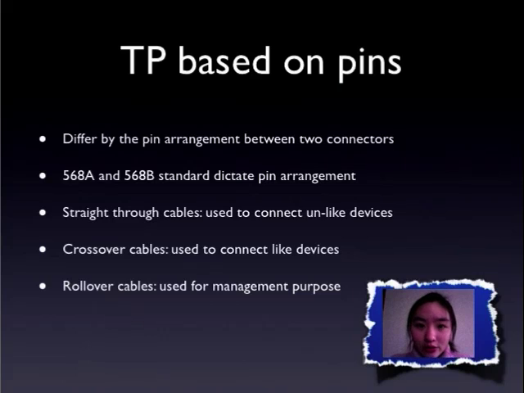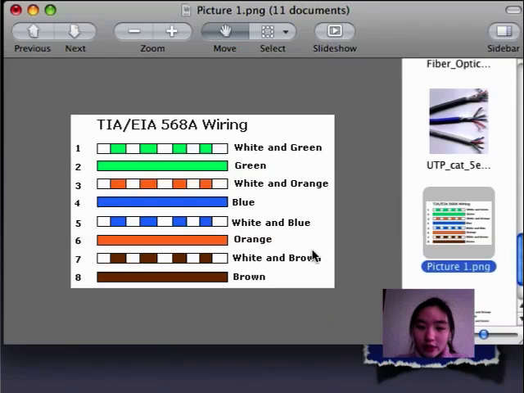These arrangements can be classified by different standards, and two of the most common standards are 568A and 568B. Let's take a look at how they work. This is an illustration of how the pins would be arranged in a 568A. You see that we have 8 pins of different colors. This standard refers to how the different pins should be arranged.